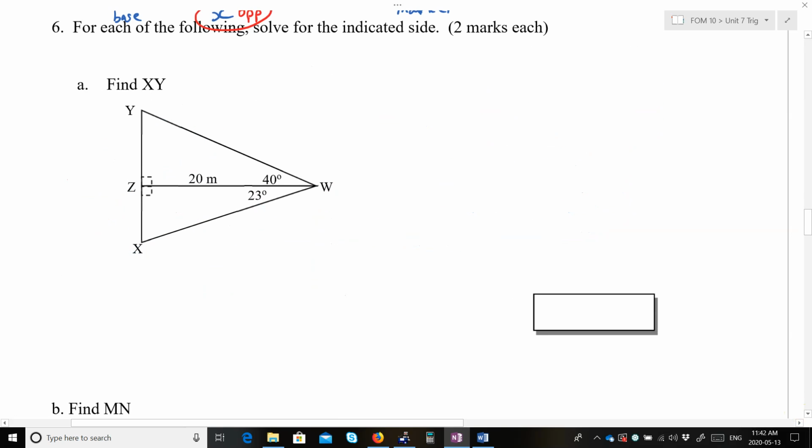All right, number 6. For each of the following, solve for the indicated side. In this case, they want us to find from x all the way to y, and that's made up of this small line segment plus the next one. So basically what we have to do, guys, is find this distance, let's call it little x, and this distance, call it little y, and add those together.